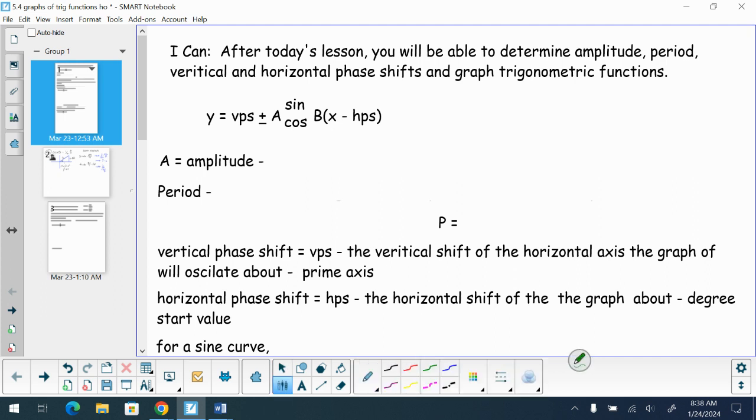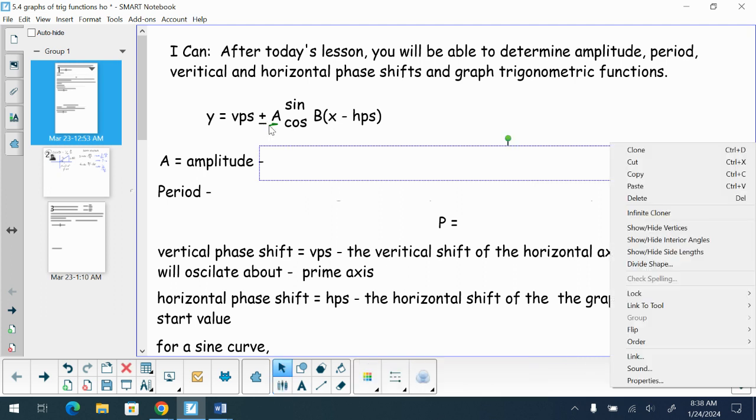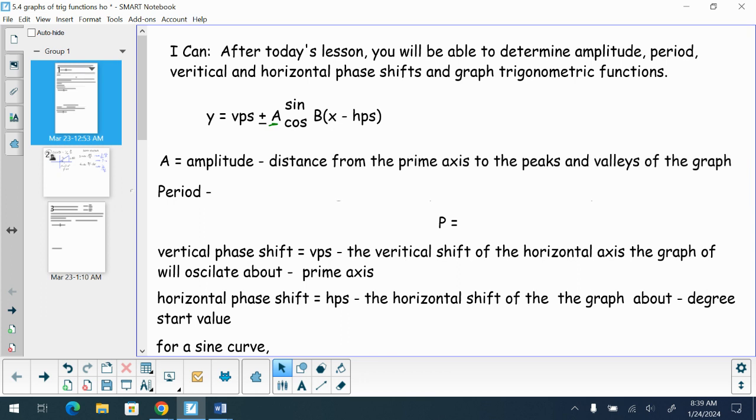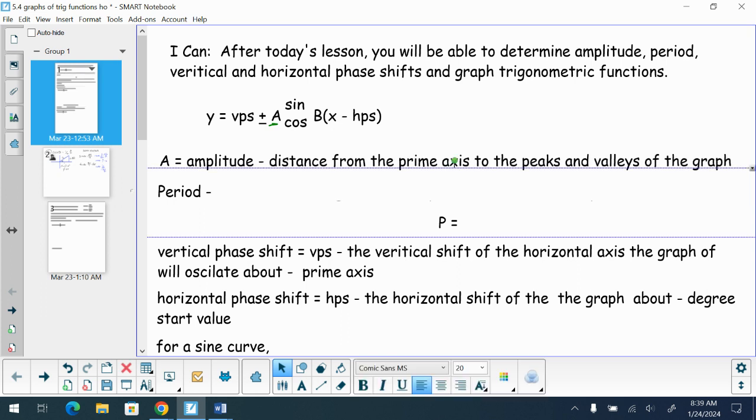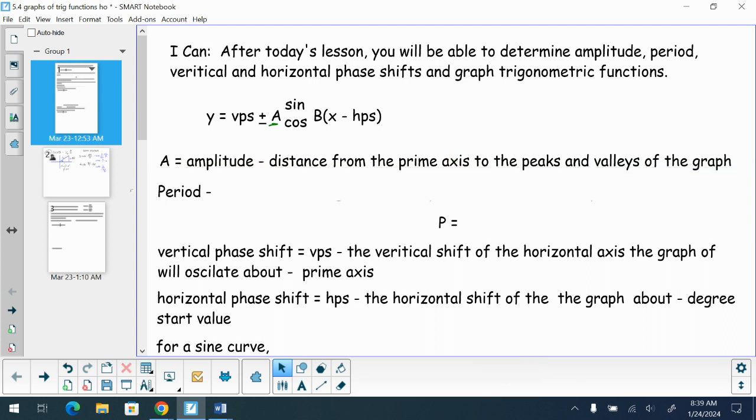When we talk about this A value here, this A is your amplitude. It is your magnitude. Once again, it's the idea of a magnitude. It can be proportional to the power of a sound wave. A is your amplitude. It's a distance from your prime axis to peaks and valleys on your graph. And once again, it's a distance from a prime axis.